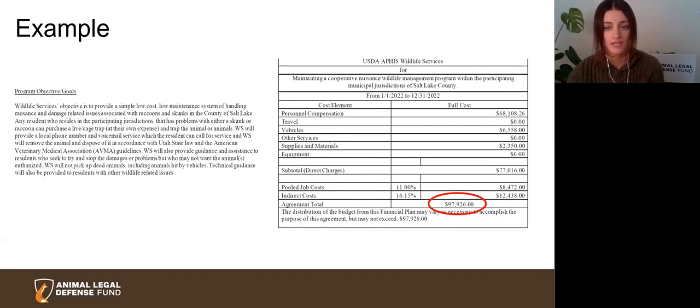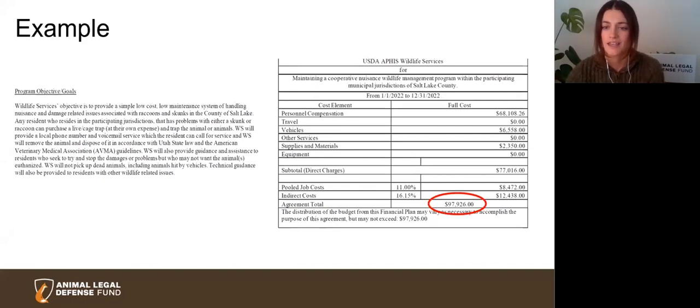And basically that is to provide a simple, low cost, low maintenance system of handling nuisance and damage related issues associated with specifically raccoons and skunks in the county. And any resident who resides in the participating jurisdictions that has problems with a skunk or raccoon can purchase a live cage or trap at your own expense and trap the animal or animals, and then basically call on Wildlife Services to come pick up, remove, dispose of the animal in accordance with state law and AVMA guidelines.